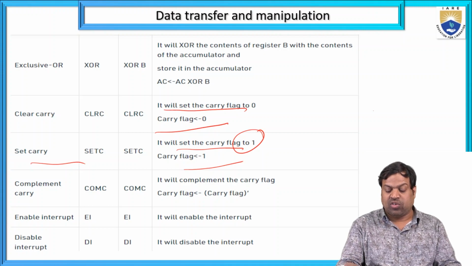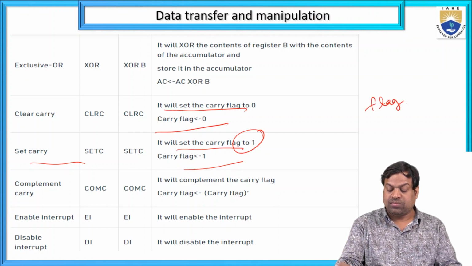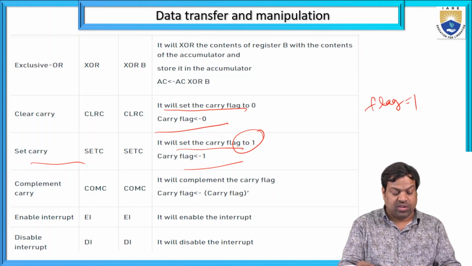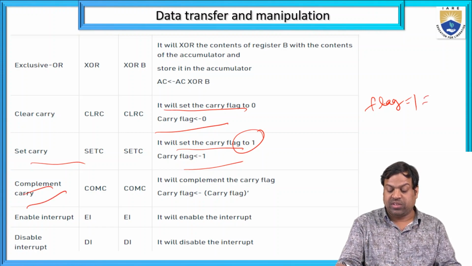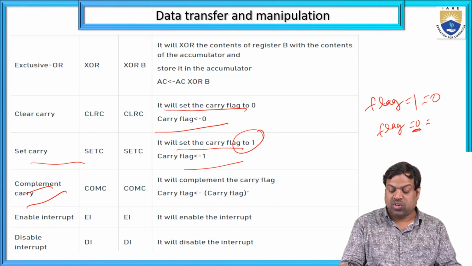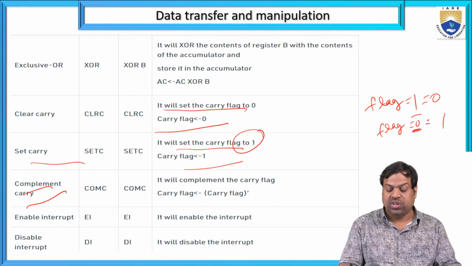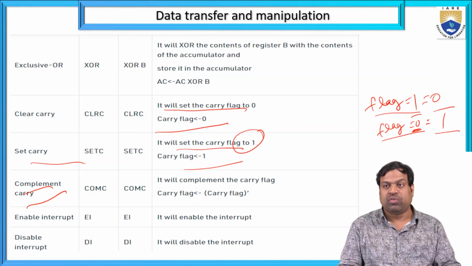Suppose carry flag equal to 1. Complement carry means we are complementing, so that is flag equal to 0. Suppose my flag equal to 0. I have to complement this one. Complement means 0 bar equal to 1. So flag 1 complemented means flag 0. Flag 0 complemented equals flag 1.